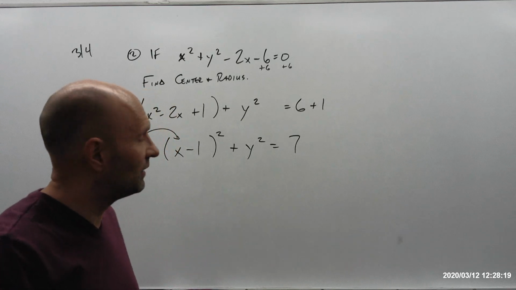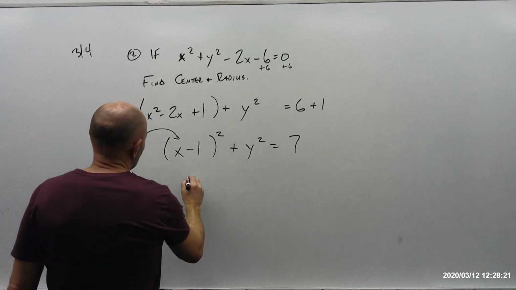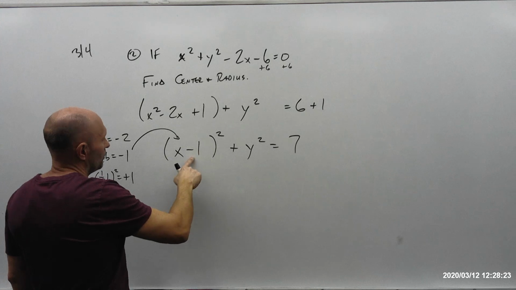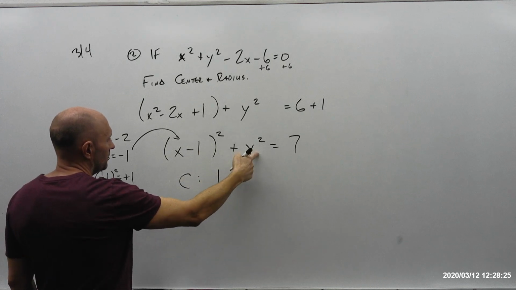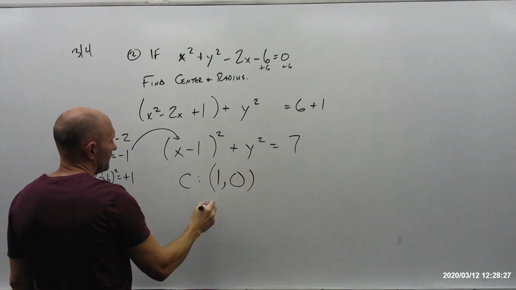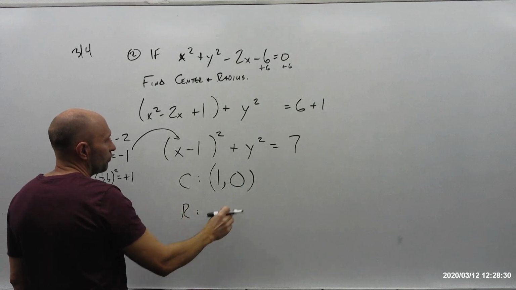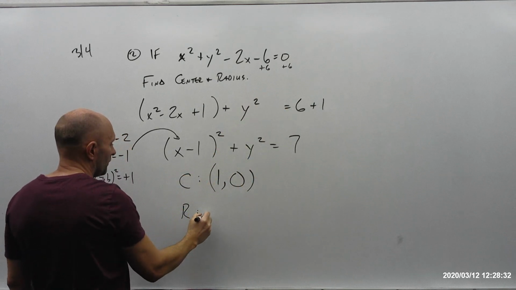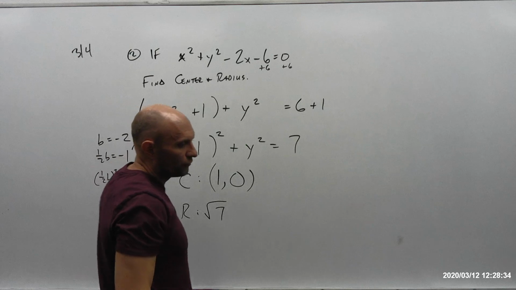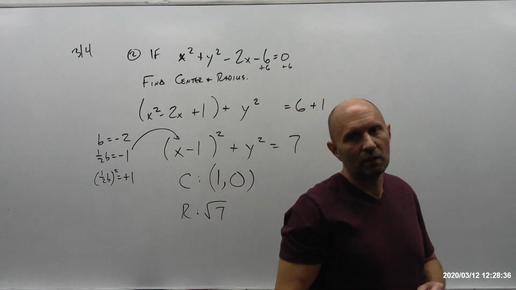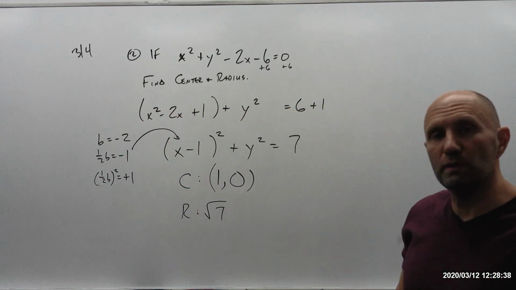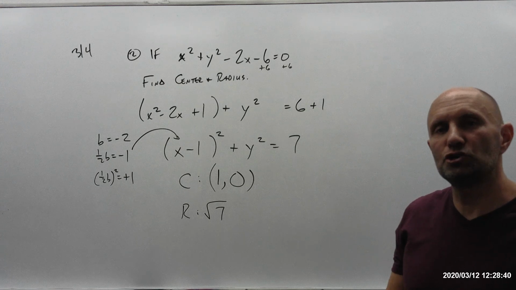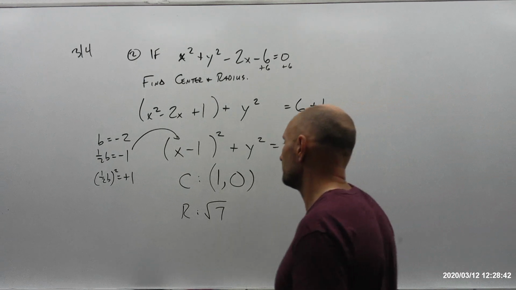So now that it's in the standard form, the center is what? The opposite of what I see, so positive 1, and this has a 0. And the radius is what? It's the square root of what's on the right side. So the square root of 7. So your center should be 1, 0. Your radius should be square root of 7.